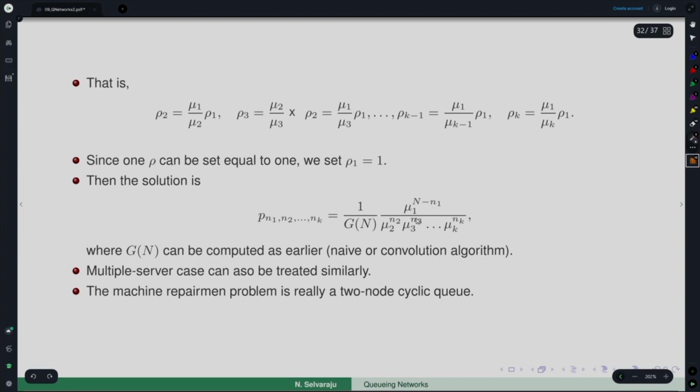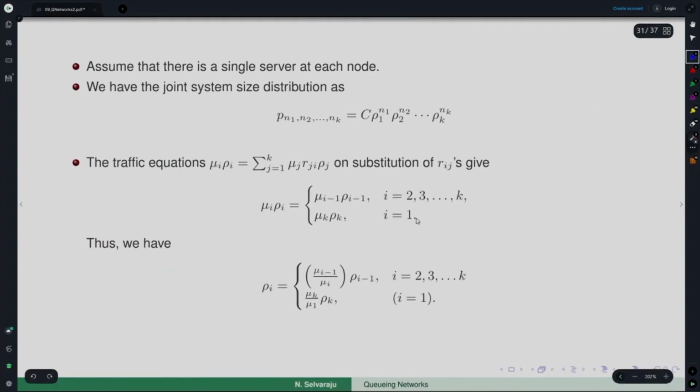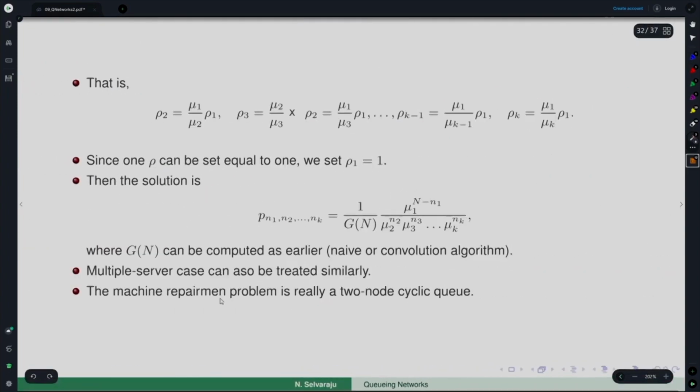So, this exact same expression, because you know in the multi-server case what will be the change that we will be affecting here. So, the multi-server case can also be treated similarly without much difficulty when you are looking at this cyclic queue. As we already pointed out, the machine repairman problem is really a 2-node cyclic queue, one node for operation, the other node for, as usual, the repair facilities, and then the items will move from one to the other in a cyclic fashion, right.